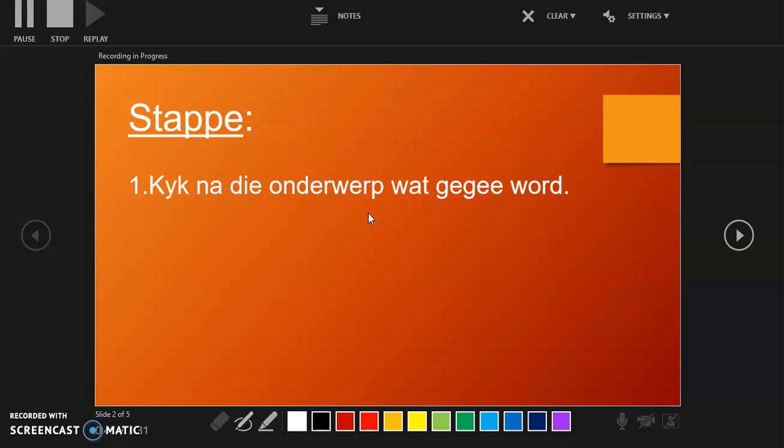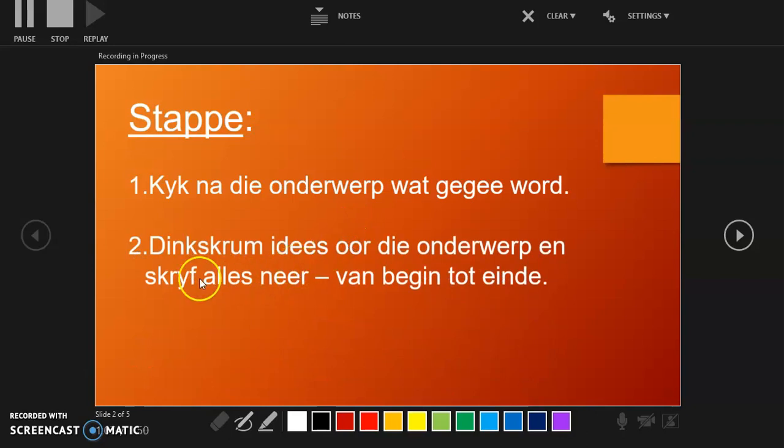So first of all, look at your topic, and grade 4s and 5s, you know that you are allowed to use a dictionary to help you when you write an essay. You are really more than welcome to use your dictionaries to assist you. Alright, let's look at our second step. Goed, daar sal staan, dink skrim idees oor die onderwerp en skryf alles neer, van die begin tot die einde.